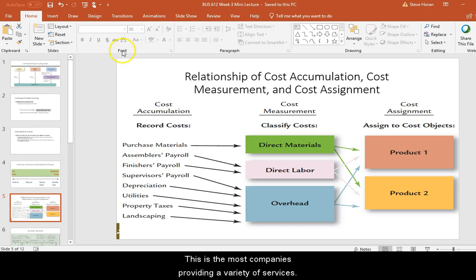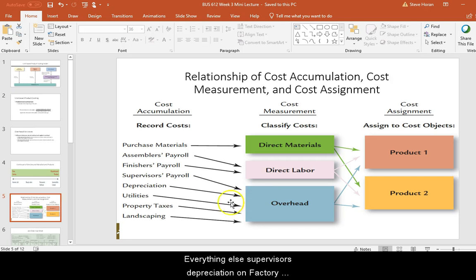So this just gives us an example of how we accumulate costs and then we allocate them to various products. Most companies are making a variety of products or providing a variety of services. So direct materials are the things that go into directly making their product, and we directly trace those. Same thing with the labor for the people who are assembling or finishing our product. That's direct labor, the people whose job is all they're doing is making the product or finishing the product. We know their time belongs specifically to a product. And then we have overhead, which is everything else.